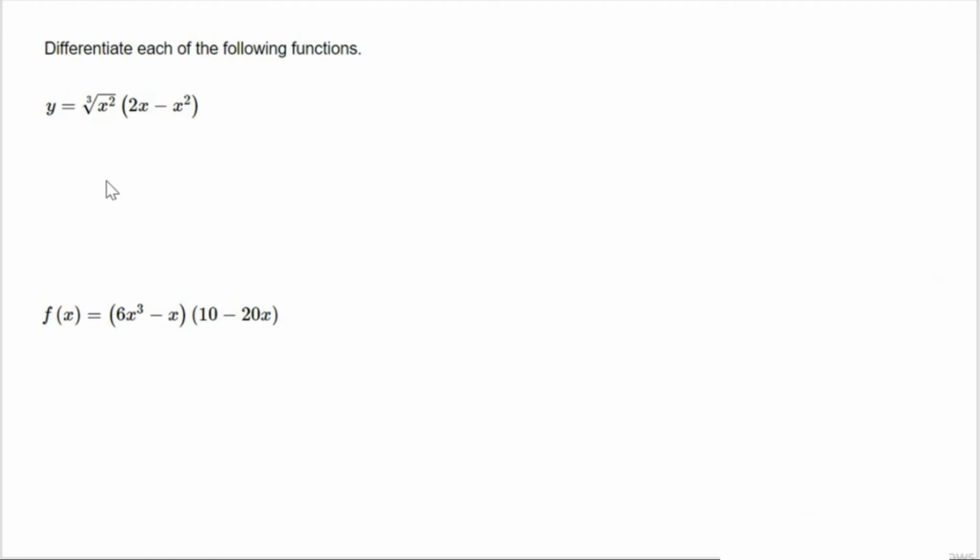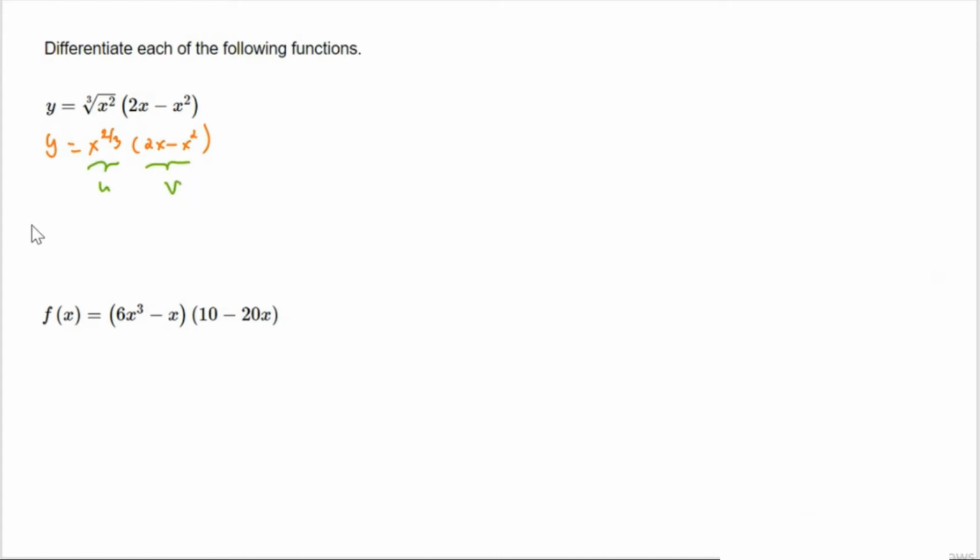So let us have now our example. Differentiate each of the following functions. By this time, we are going to use the formula for the product rule. First of all, I will change the given cube root of x squared into a fractional exponent. So I can now write y is equal to x to the power of 2/3 times 2x minus x squared. I will let this one be my u, and the other terms will be my v.